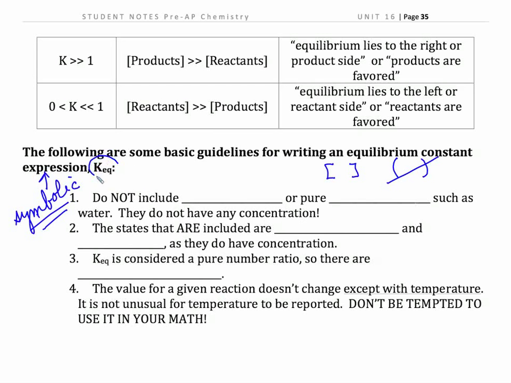Now, when we set up our equilibrium constant, we do not include solids or pure liquids, such as water, which will be the most common one, because they don't really have a concentration per se, a molarity per se. The states that we always include are gaseous and aqueous.